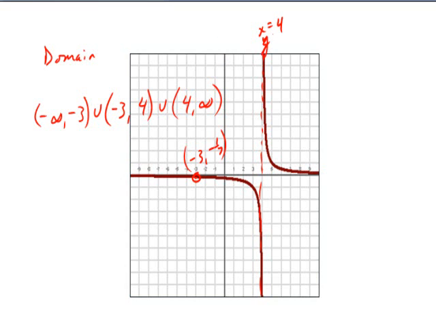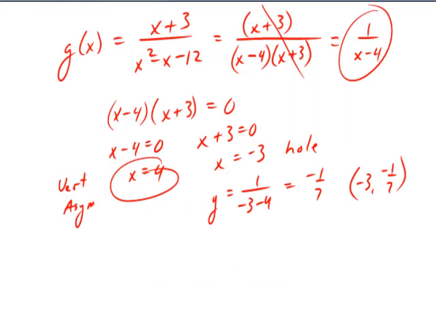Let's look at another example. Actually, I'll give this one to you for practice. H of x is equal to x minus 4 over x squared plus 2x minus 24. Try to determine where there are vertical asymptotes and holes, and also determine the domain. Come back to the video whenever you're ready to check your answer.